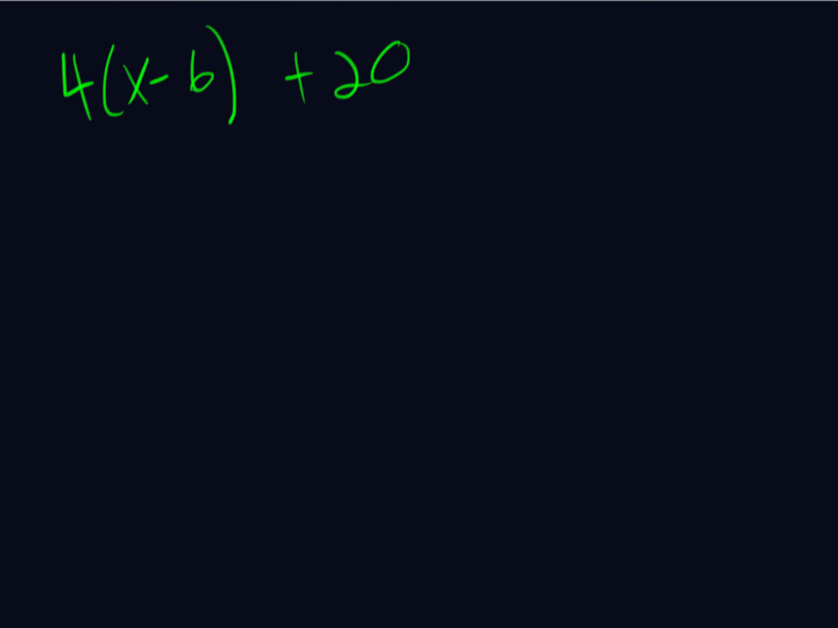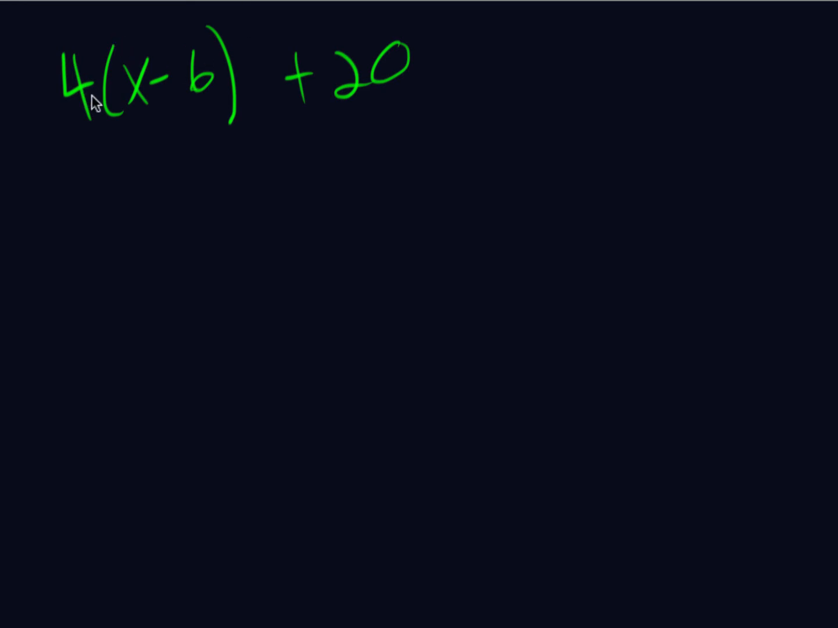In our next 4 examples, we're going to still be using that distributive property, but in some of these, we're going to have to combine like terms. So we're going to add another level of difficulty to this. So we have 4 times x minus 6 plus 20. I think it's always very important to read the problem first. 4 times x minus 6 plus 20.